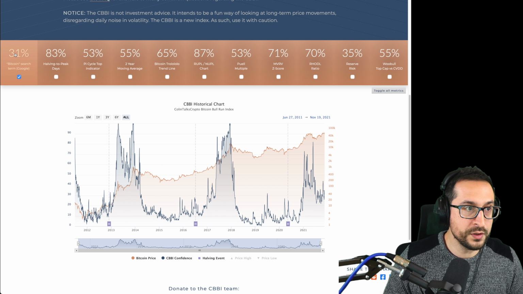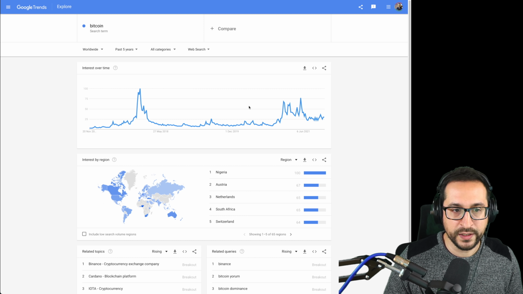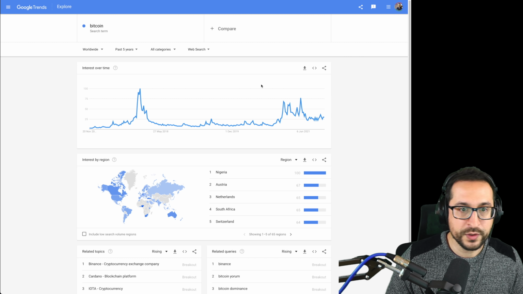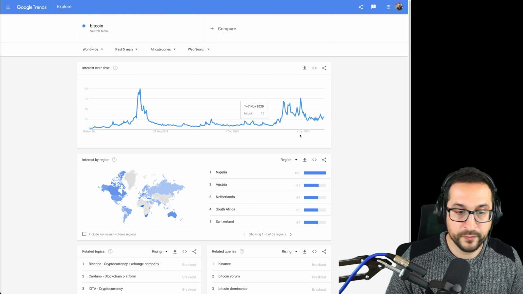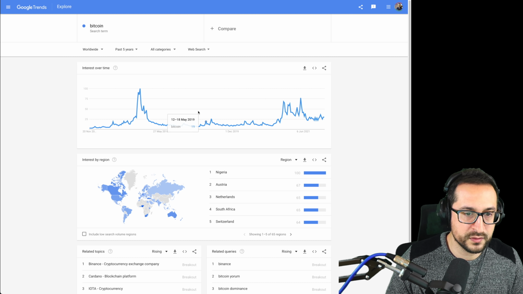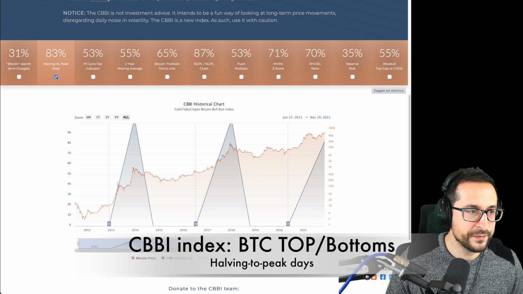Oh, by the way, when you click here, it takes you straight to the indicator, and then you can see how it is composed, how it is done. And basically, they're just searching for Bitcoin, and you can see the last 5 years, at least here, and the maximums. Let's go to the next indicator, halving-to-peak days.